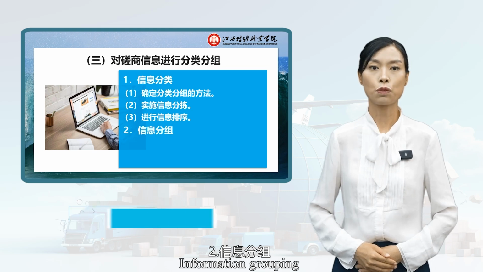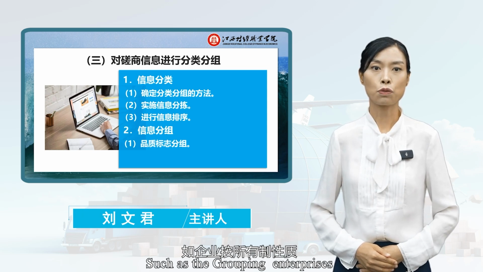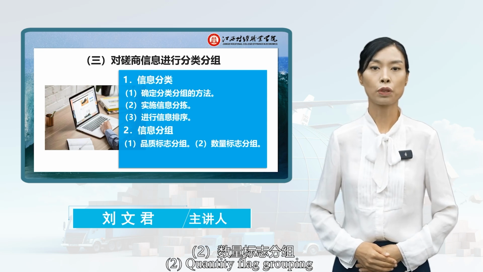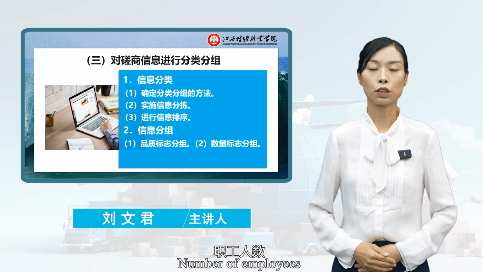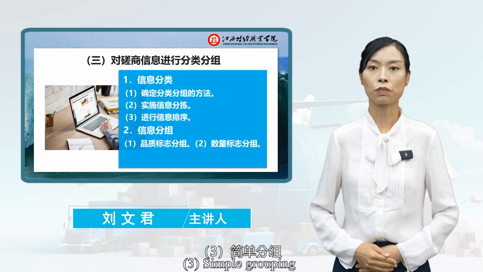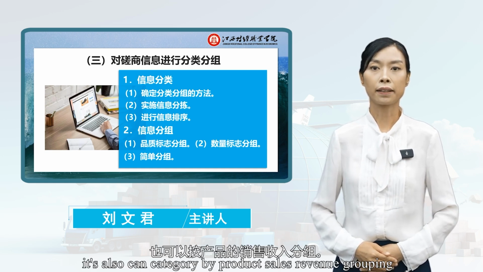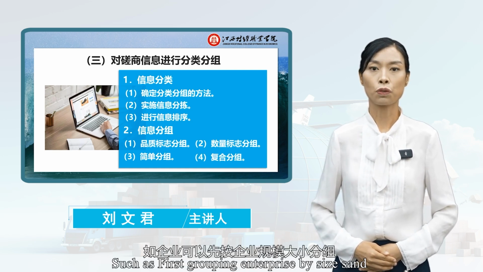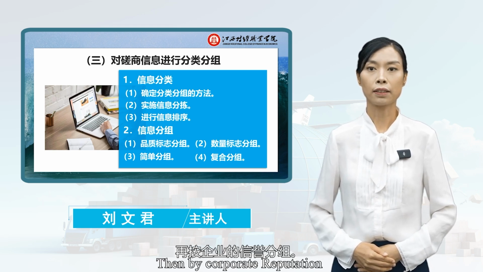Second, information grouping. First, quality indicator grouping, such as grouping enterprises by ownership, nature, or enterprise size. Second, quantity indicator grouping, like grouping enterprises by registered capital, number of employees, or sales revenue. Third, simple grouping, such as grouping enterprises by product, or by sales revenue. Fourth, composite grouping, such as first grouping enterprises by size, then grouping them by corporate reputation.